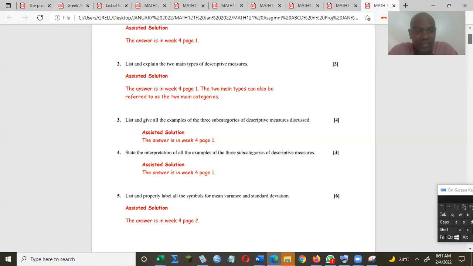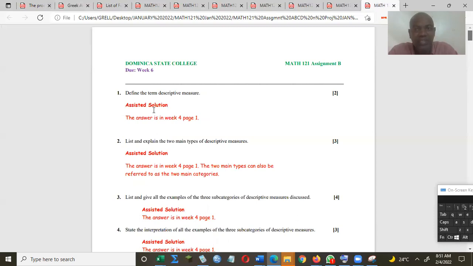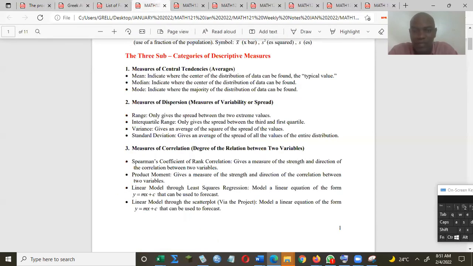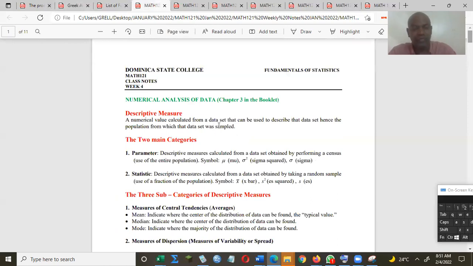The calculation of descriptive measures, very first question, a descriptive measure. Here you go to week 4, is a numerical value. So please read this definition of descriptive measures, and that's what we'll be basically doing in assignment B, calculating descriptive measures.